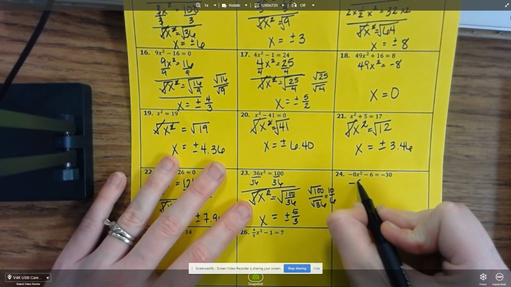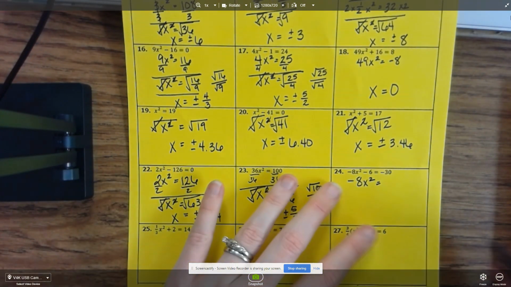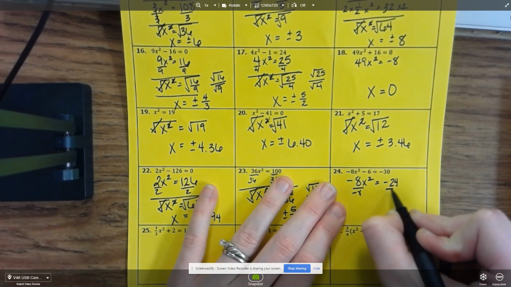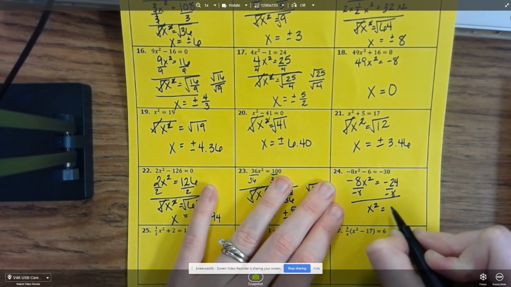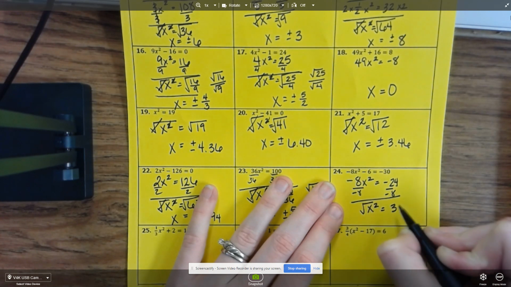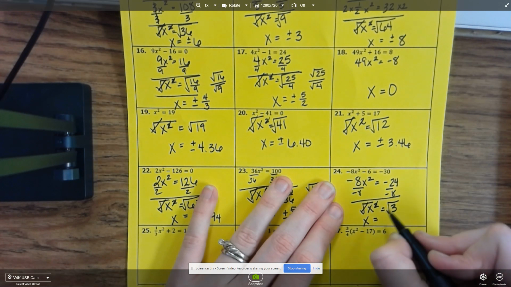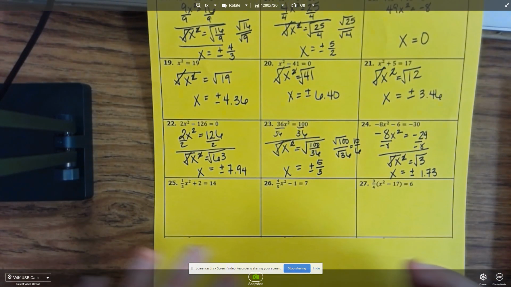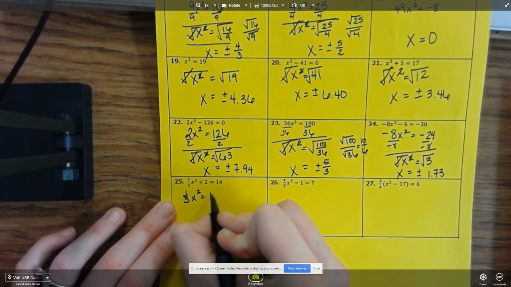All right, so for this one, negative 8x squared equals negative 24. And then we're going to divide both sides by a negative 8. So I would have x squared equals a positive 3. Square root both sides. So x is going to equal positive negative. This one comes out to about 1.73.